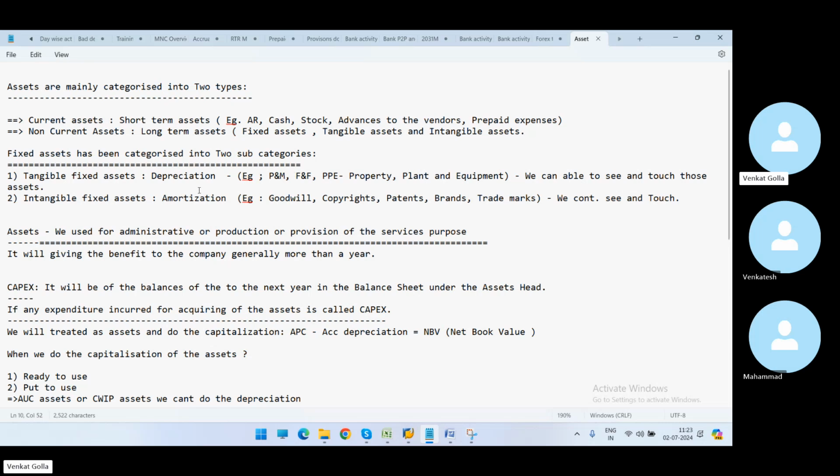Now coming to the depreciation and amortization difference. When you go to attend interviews in companies, you can expect this as a common question. What is the difference between depreciation and amortization in terms of assets?